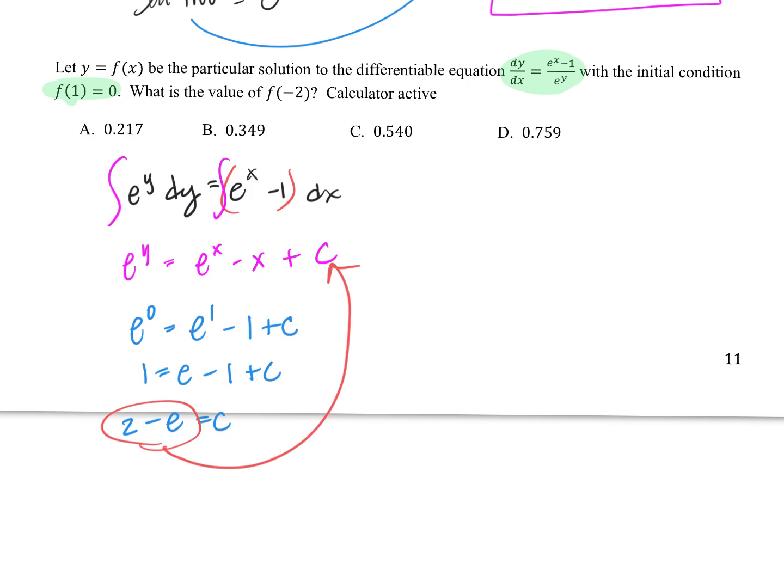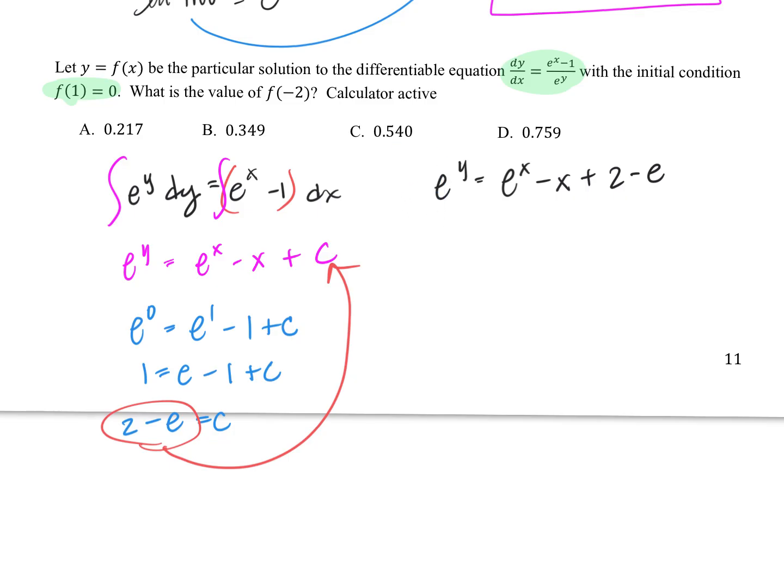And you're going to be like, dude, this is horrendous. I agree. We got e to the y equals e to the x minus x plus my constant, which Miss Age said is 2 minus e. You guys, they want y. How am I going to get my y out of that exponent?